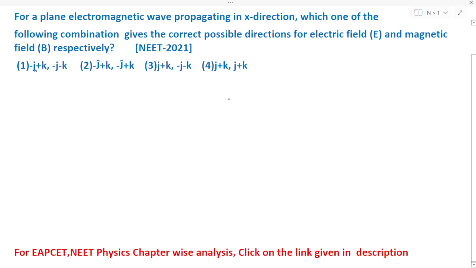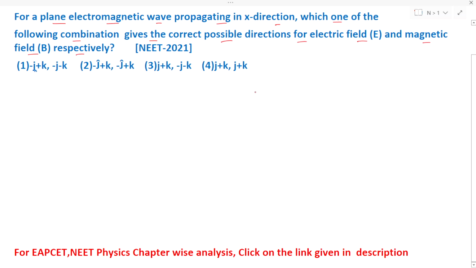Today we are going to discuss previous year NEET questions from the dual nature of matter and electromagnetic waves chapter. Our first question is: for a plane electromagnetic wave propagating in the x direction, which one of the following combinations gives the correct possible direction of electric field and magnetic field respectively?